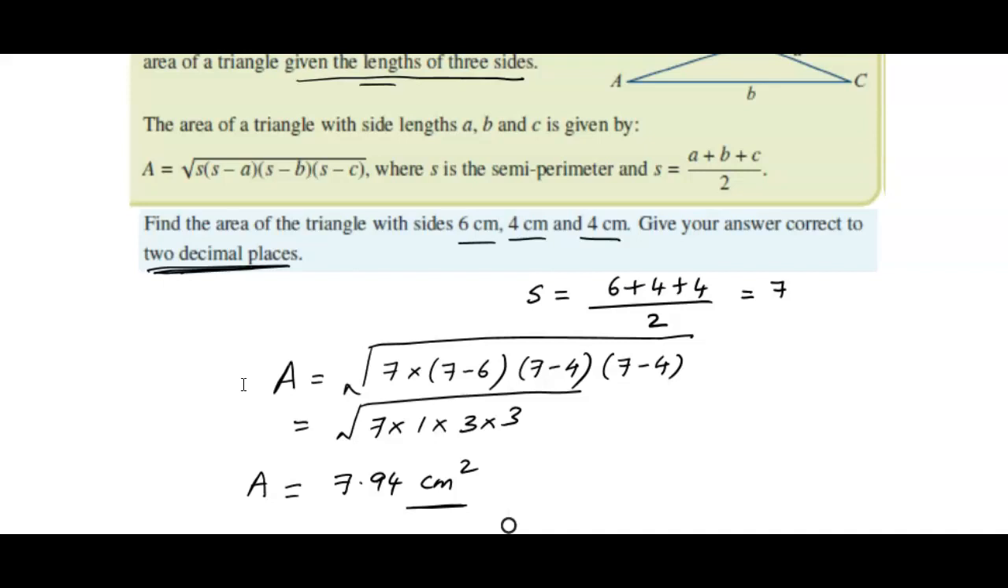So those are the two formulas that we can use if we can't use the half times base times height. But if we are given the perpendicular height and the base length, go ahead and use the known formula we've learned since grade 6.